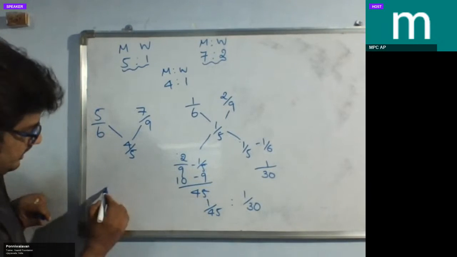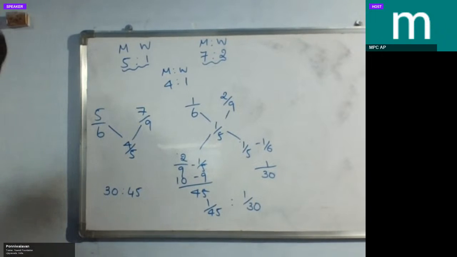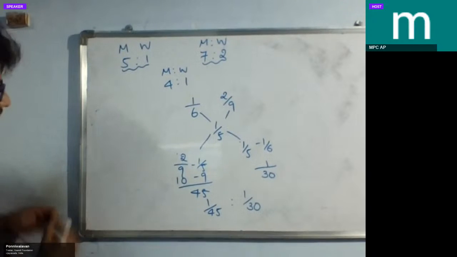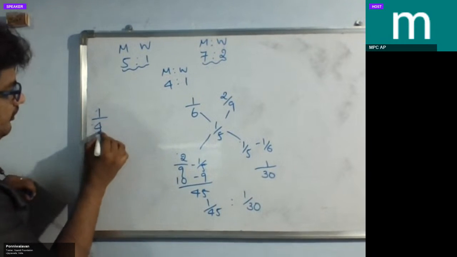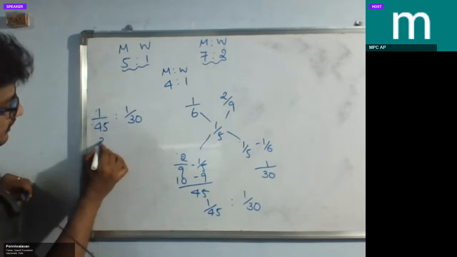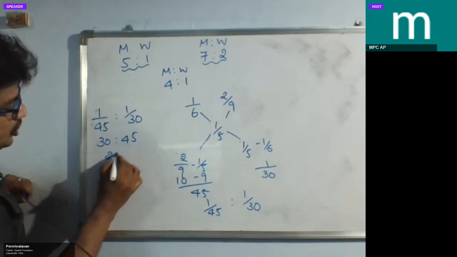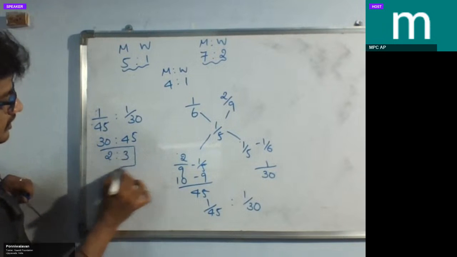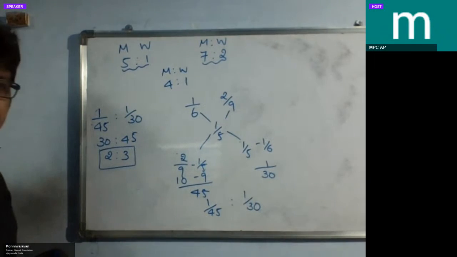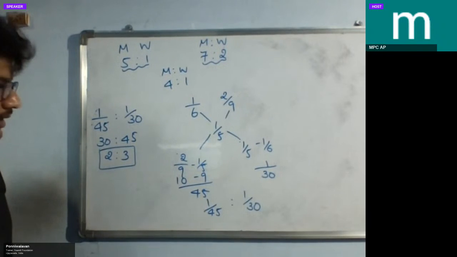If it came here now, it will become 30 is to 45. Wait, I will put it separately. Here 1 by 45 is to 1 by 30. So 30 will come here, 45 will come here. So what is the ratio? 2 is to 3. Okay.